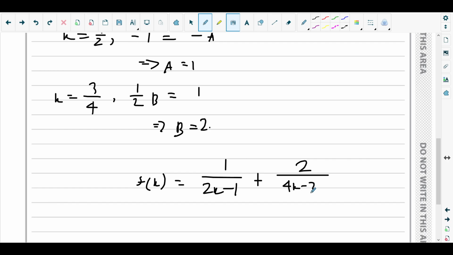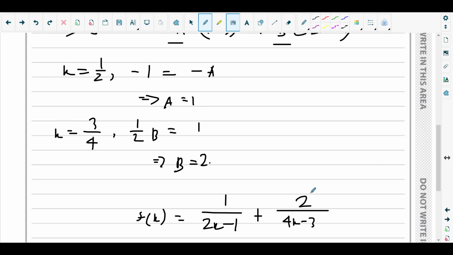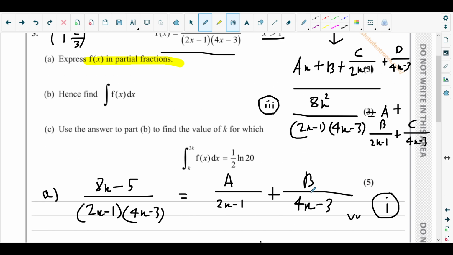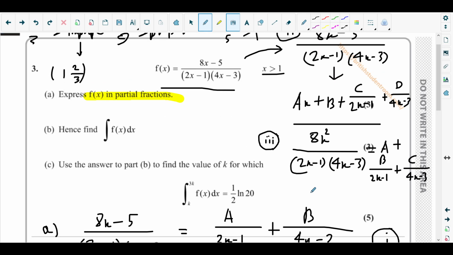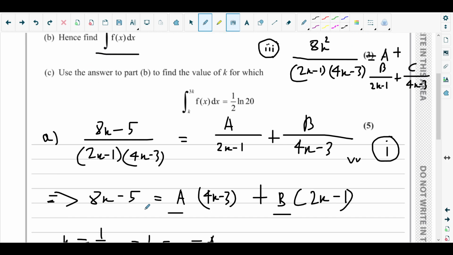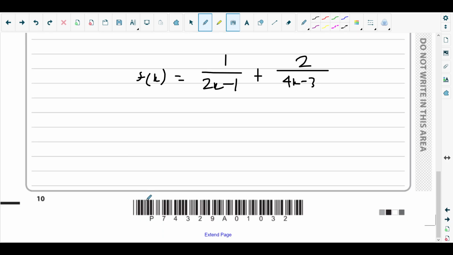Okay, this part is a bit longer since I have discussed something about partial fractions. I hope it will help you. Okay, so next proceed to part B. Here, hence find the integral of f of x dx. So in that case we need to integrate f of x. We know that f of x can be simplified and written as a partial fraction, so basically we will be integrating this partial fraction.